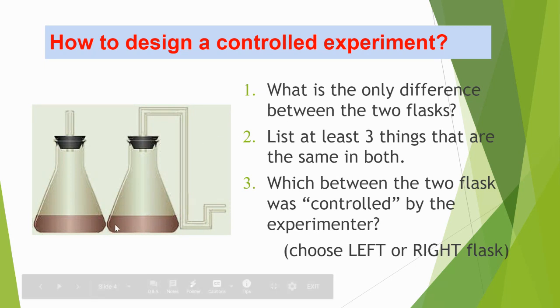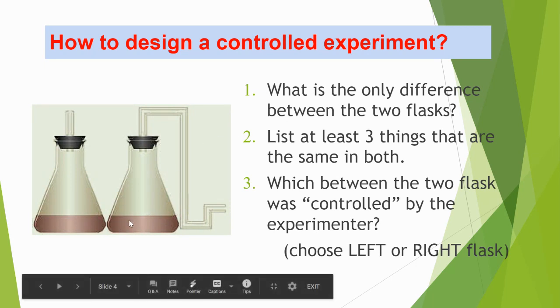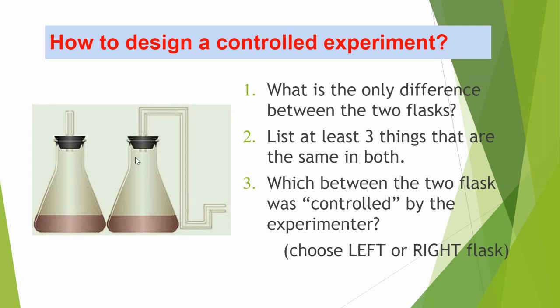You can say liquids inside. We assume they're the same with a color clue. We have the same flask and we have the cork. These are things that you see. There may be other things that are the same that we do not see, for example, temperature or pH or humidity. But since we don't see it here in the picture, there's no quantitative explanation, so we don't say that. Number 3, which between the two flasks was controlled by the experimenter? Choose.